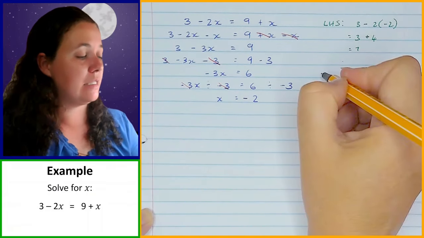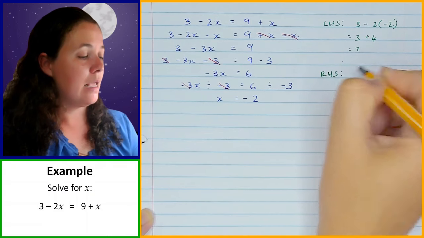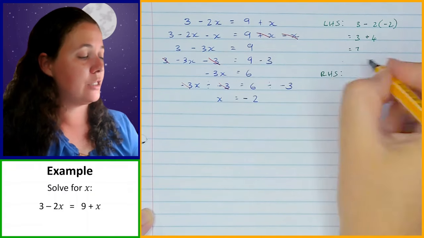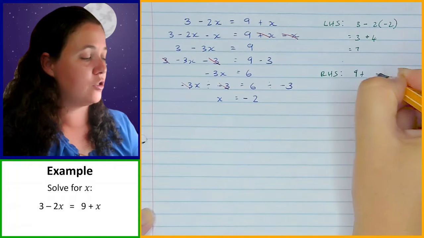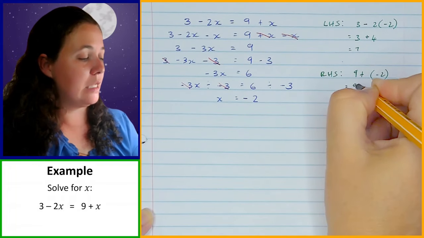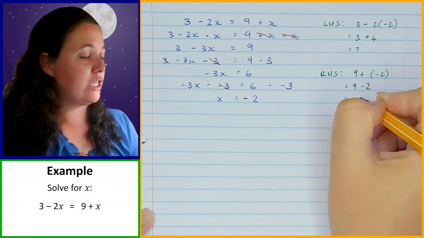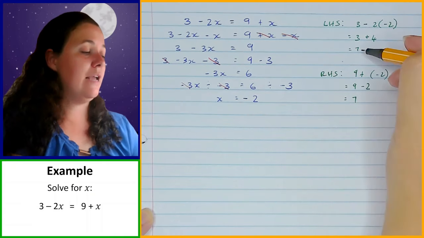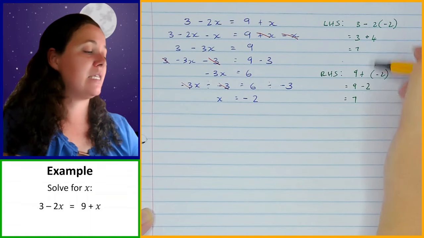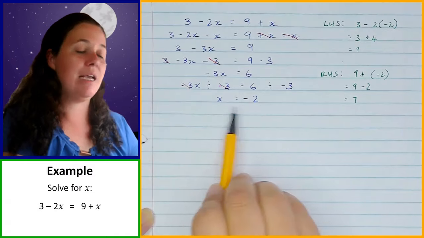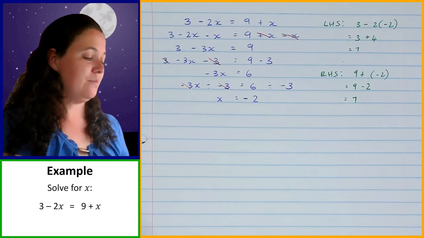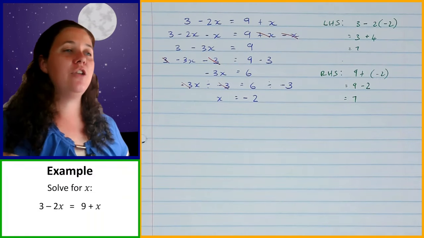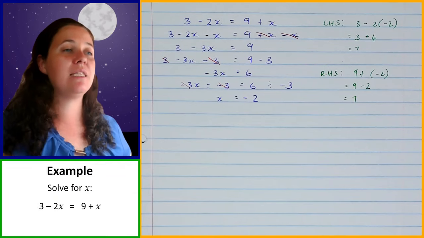And let's check on my right hand side. I've got 9 plus x. So that's 9 plus negative 2, which is 9 minus 2, which gives me 7. So the left hand side and the right hand side give me the same answers if x is equal to negative 2. Okay. So now you're going to do a few for yourself using the same concept.